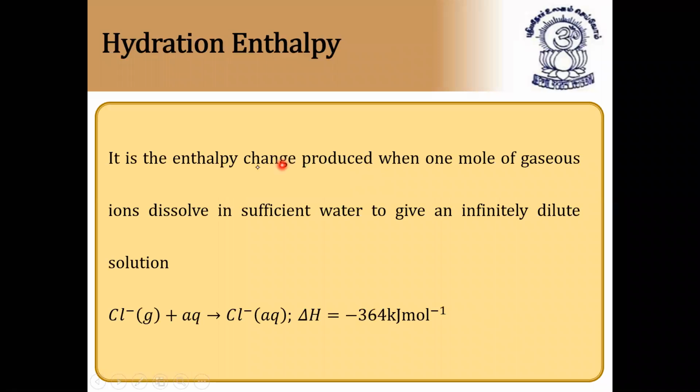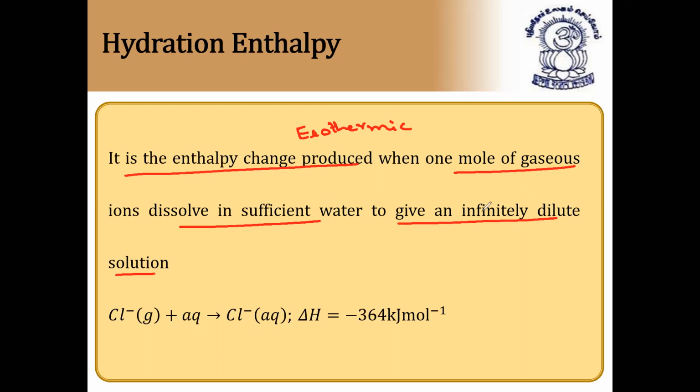Next, hydration enthalpy, very, very important. It is an enthalpy change produced. Produced means here itself we can say it is exothermic in nature. It is the enthalpy change produced when 1 mole of gaseous ions dissolves in sufficient water to give an infinitely dilute solution. This is called hydration enthalpy.